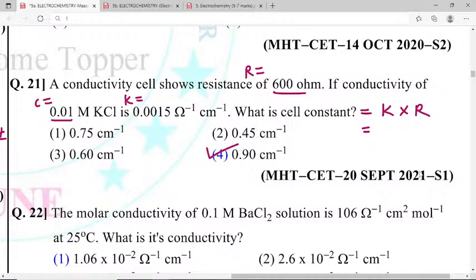So what is the K value here? 0.0015 multiplied by 600. So the number, how much number here? 0.15 multiplied by 6.